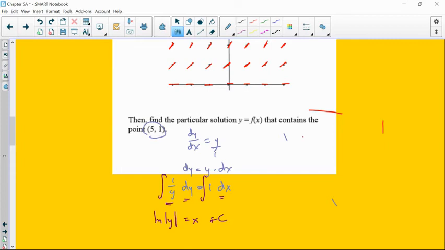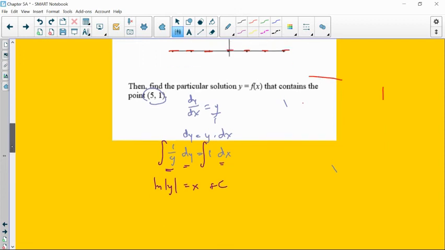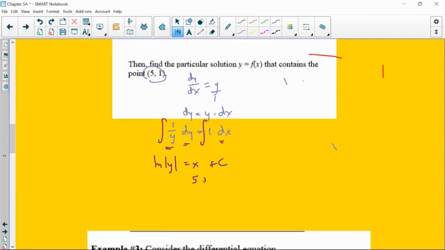And it says the particular solution contains the point where x is 5, the y value is 1. So I could think about, all right, when x is 5, the y value is 1. And that actually works out really nice because what's the natural log of 1? 0. So I know my constant has to be -5. So now I can take this equation and say, oh, natural log of y is equal to x minus 5. But a lot of times we want to solve this explicitly for y, if possible.